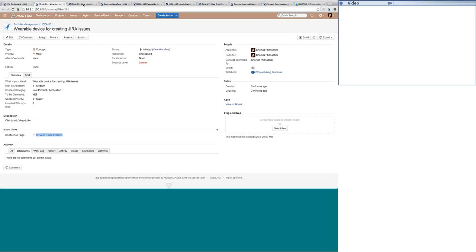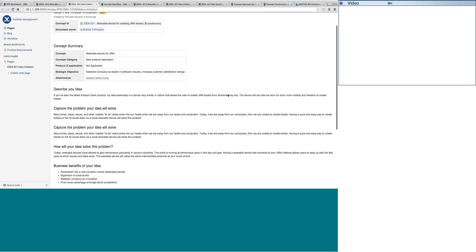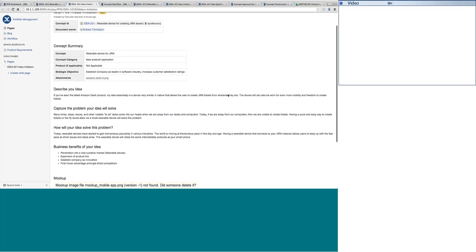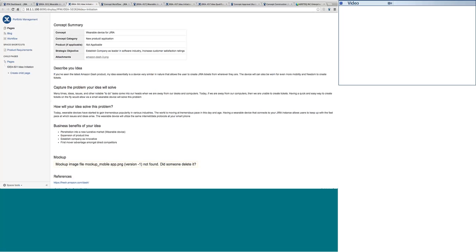In the Confluence page, we have superimposed the template for the particular ideation or idea initiation stage. So in this stage, we would like to prompt the user saying that please describe your idea or capture the problem your idea is going to solve, or maybe how you feel that your idea is going to solve this problem. Or maybe at this point of time, if you are aware of the business benefits of the idea, he or she can mention them here. Maybe mockups or references can be captured as well. At the same time, you can see that these two tables are giving you the information right from the Jira ticket.